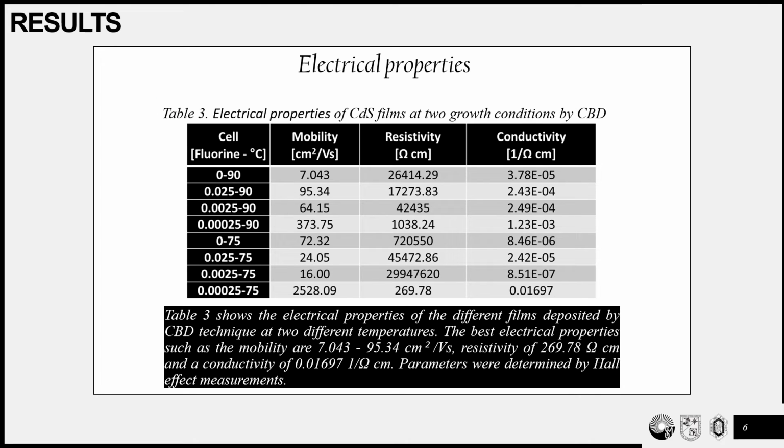Table 3 shows the electrical properties of the different films deposited by CBD technique at two different temperatures. The best electrical properties, such as the mobility, are 7.95, resistivity of 269, and a conductivity of 0.01697. These parameters were determined by Hall effect measurements.